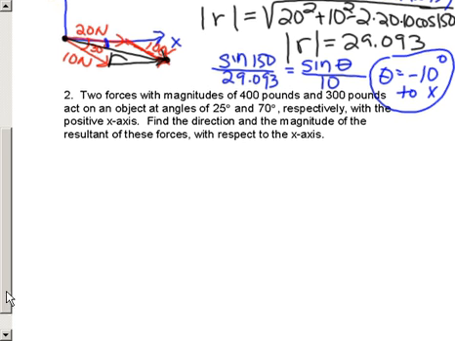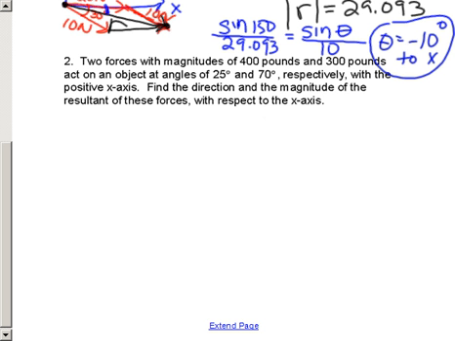All right, let me get a nice big picture going on here. What do you mean positive? Well, two forces with magnitude 400 and 300 at an angle of 25 and 70 respectively with respect to the positive x-axis, which just means over this side, just like the last one. So the 400 goes to the 25 degrees.